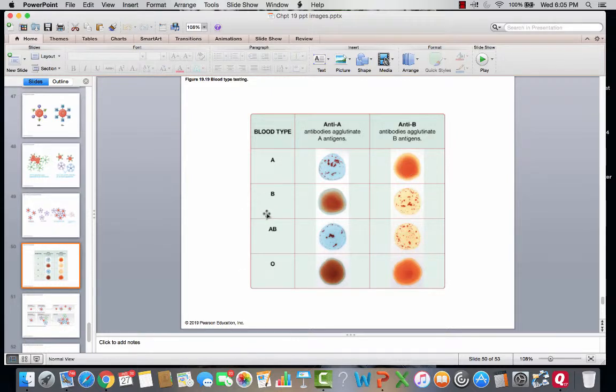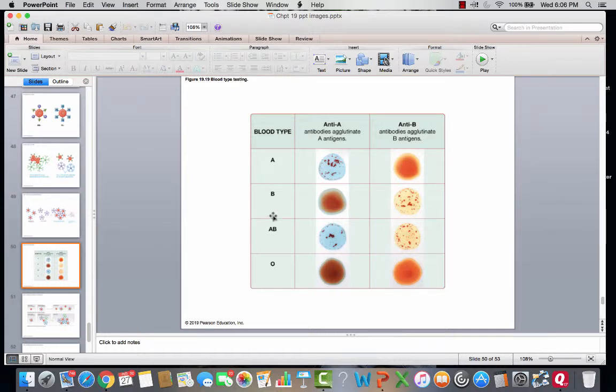A person with type B blood has no A antigens on the surface of their cells, but they do have B antigens on the surface of their cells. Remember, a type B person will produce anti-A antibodies, and they will be circulating in their blood plasma. A person with type B blood has B antigens on the surface of their cells.